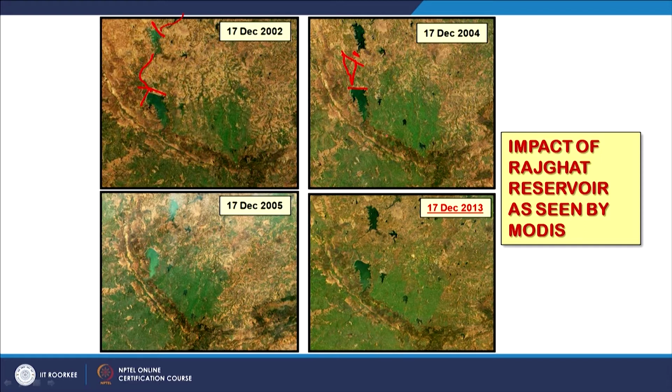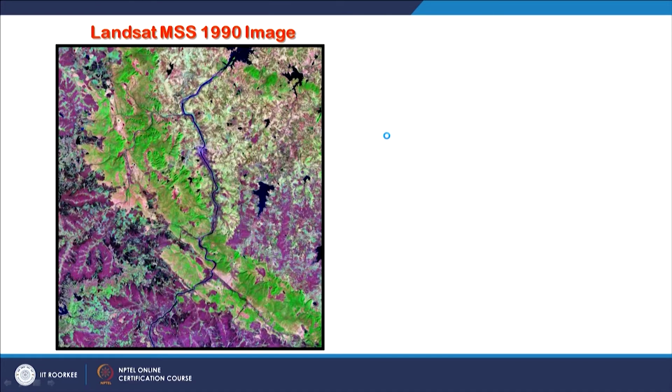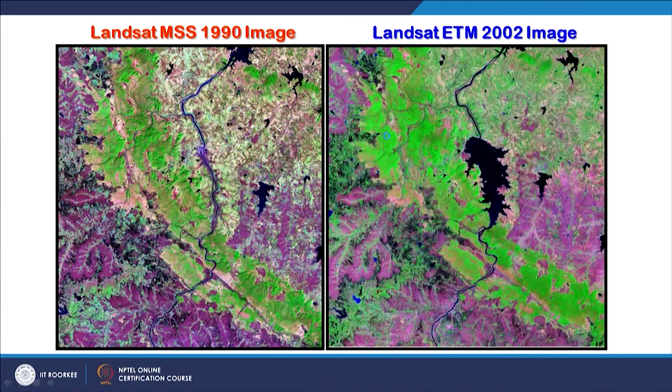So this is the advantage of water in dry land. If I bring the same example of Rajghat, this is a Landsat MSS image, and the vegetation appearing here is green, and there is no water so far. It was not really under construction, because it took 30 years for construction. It is a large reservoir.